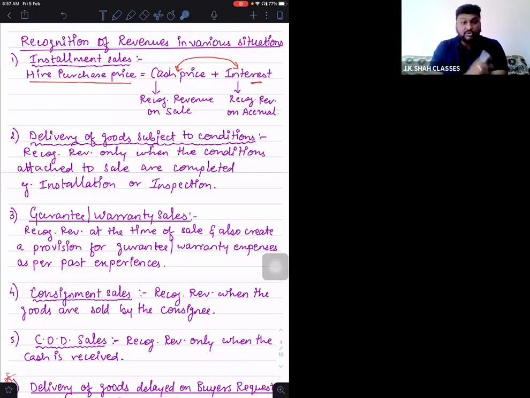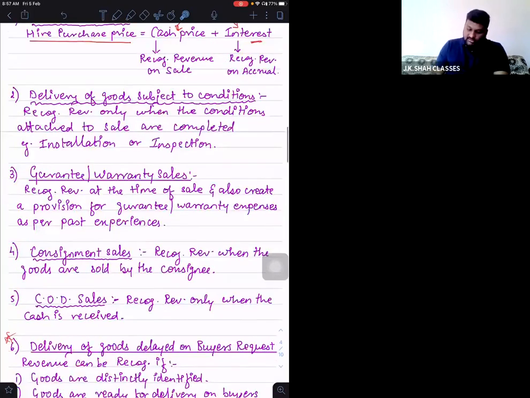Okay, sir. Clear, sir. So please understand, this guarantee or warranty provision will be created by the main company. If Apple is selling phones, Apple will create a provision, not the normal local mobile shop from where you are buying that phone, because he has nothing to do with the warranty. He will tell you, if anything happens, go to Apple Service Center. Right? Clear, sir. Thank you, sir.